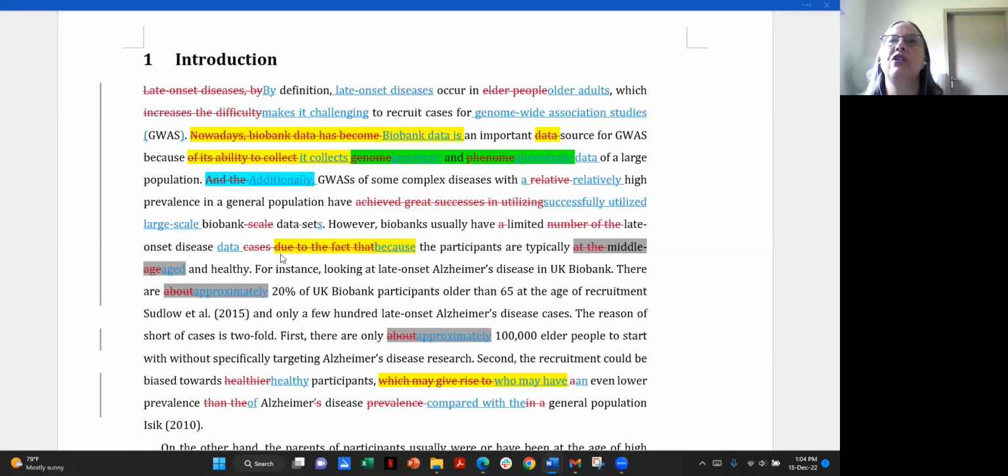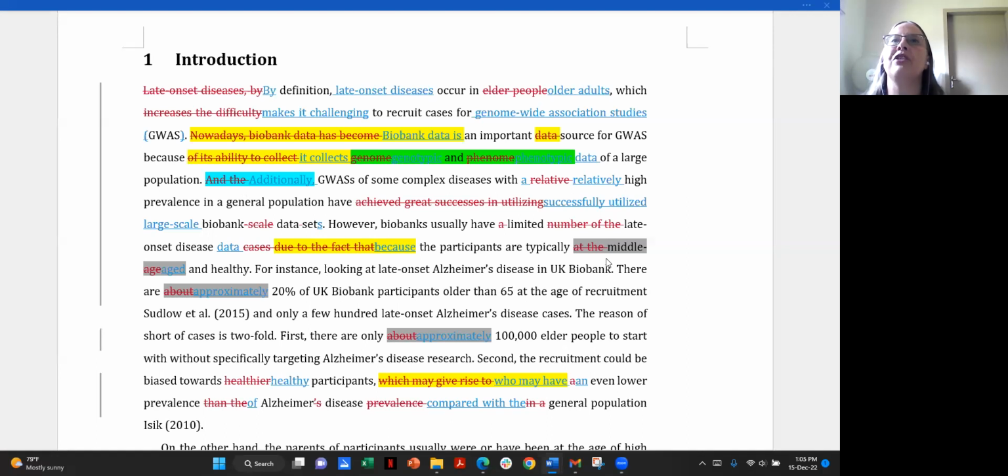Another one here, due to the fact that, instead of using 5 words, you can just use the word because. And another one here, which may give rise to. Instead of that, you could just say, who may have. So conciseness is very, very important. But once again, that's the job of an editor, and we will do this for you.